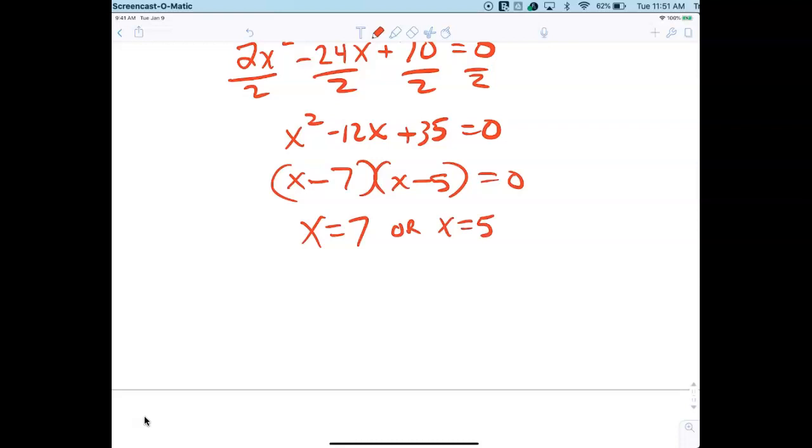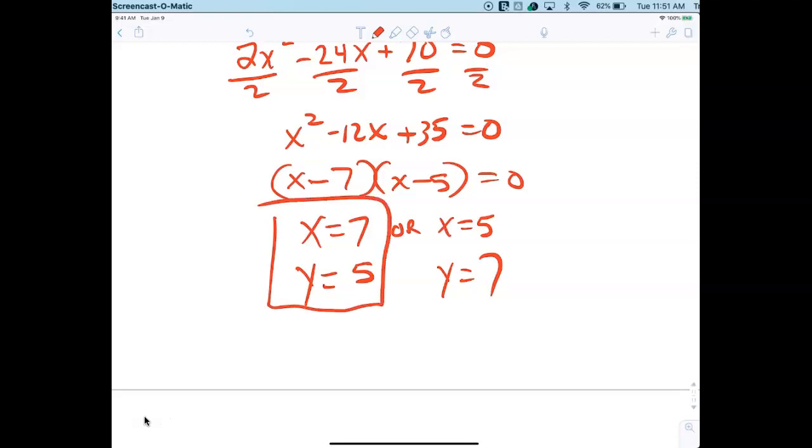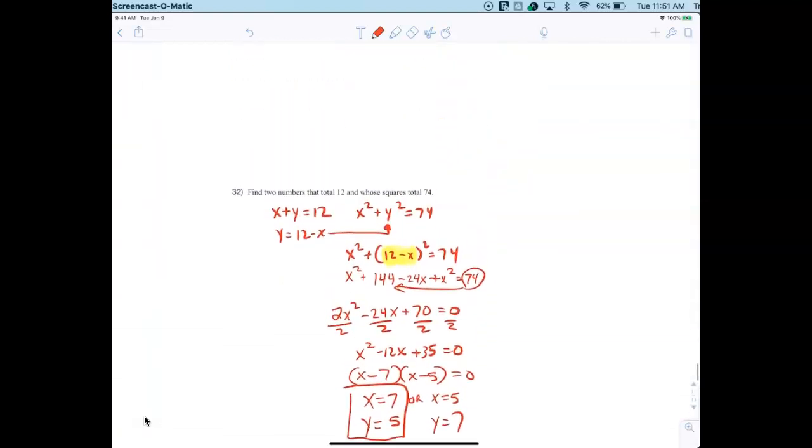So if x is 7, y would be what? 5. And if x is 5, then y would be what? So is it the same answer pretty much? Yeah, so the two numbers are just 7 and 5. Everybody okay with that? All right. Now, let me look at the next one.